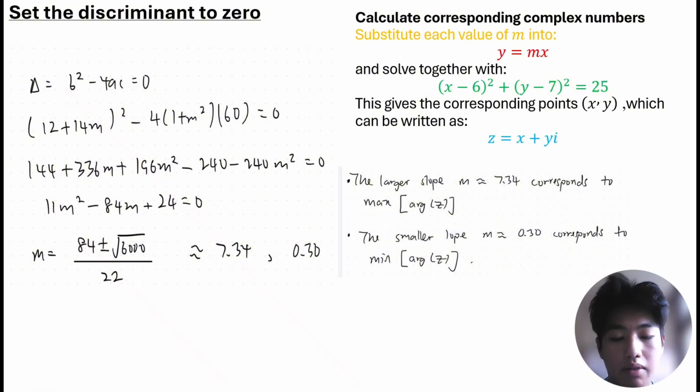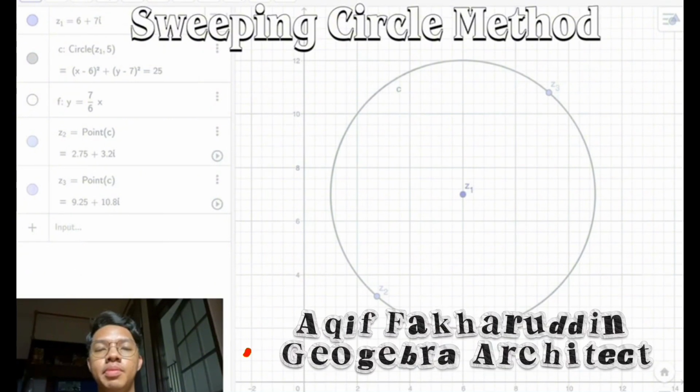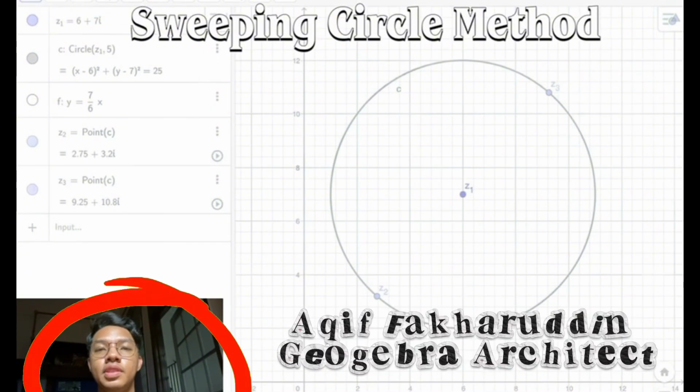so that we can get the final answer of m, which is 7.34 and 0.3. Then, writing z as x plus yi, the larger slope m equals 7.34 corresponds to the maximum argument z, and the smaller slope m equals 0.3 corresponds to the minimum argument z.